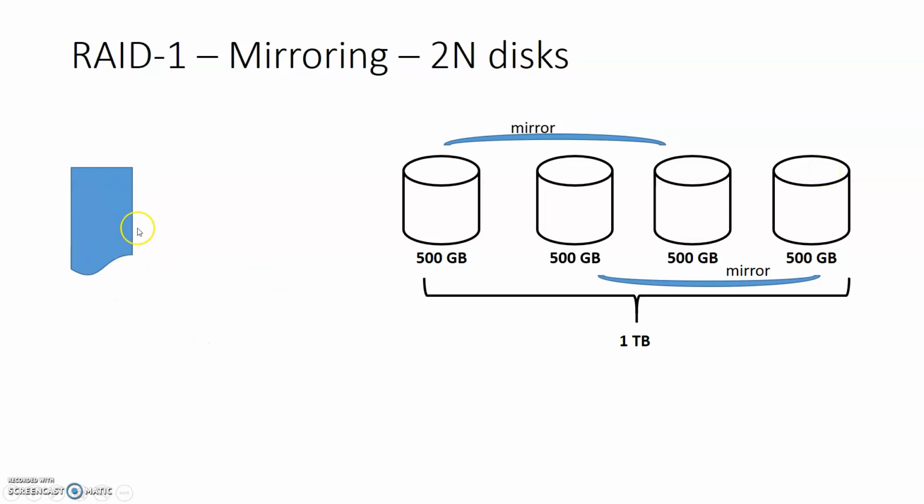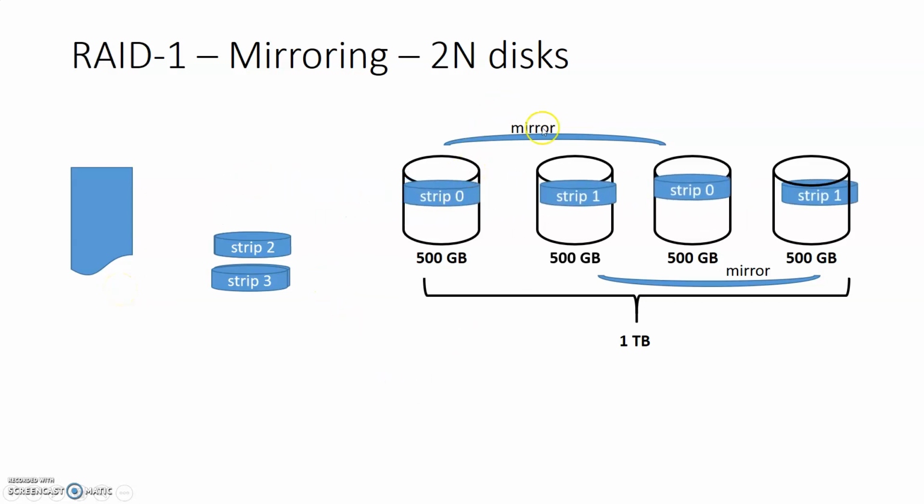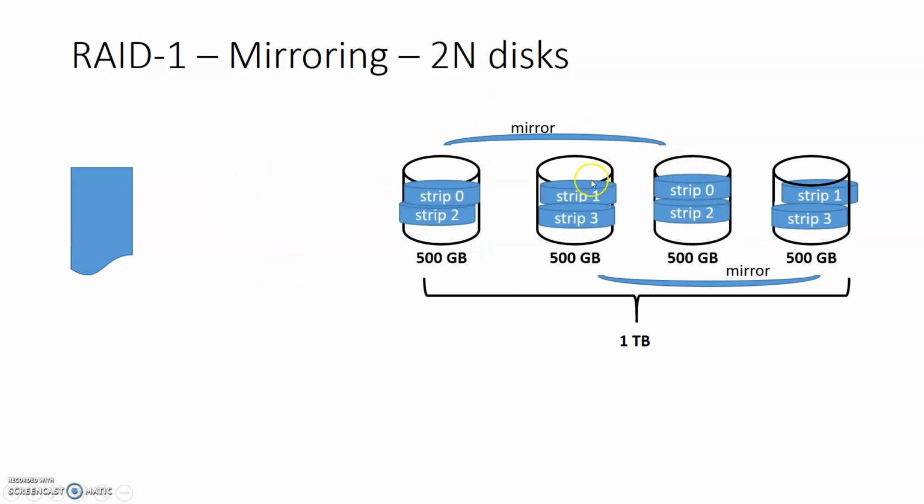And so if this is the block of data that we want to write out, yeah, it's broken into those strips, but then strip 0 and strip 0 is mirrored, strip 1 and strip 1 is mirrored, strip 2 and strip 2 is mirrored, strip 3 and strip 3 is mirrored. Now, an advantage of mirroring that striping didn't have, if we lose a drive, we're okay. Because here's strip 0, there's strip 1.